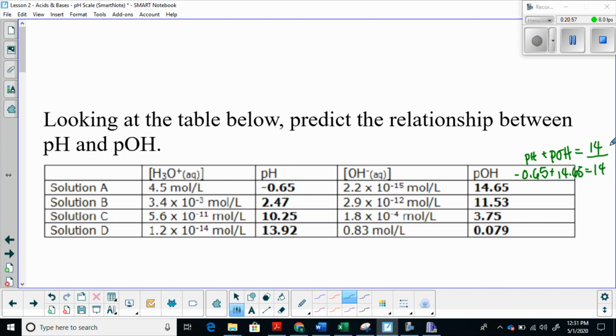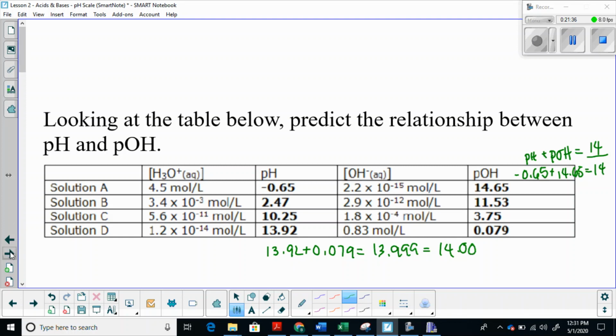Let's test that out with one more. Let's take this one on the bottom here. We have 13.92 plus 0.079. 13.92 plus 0.079, we get 13.999, which rounds to 14.00. So when you add your pH and your POH together, you get 14. That is the relationship between the two.